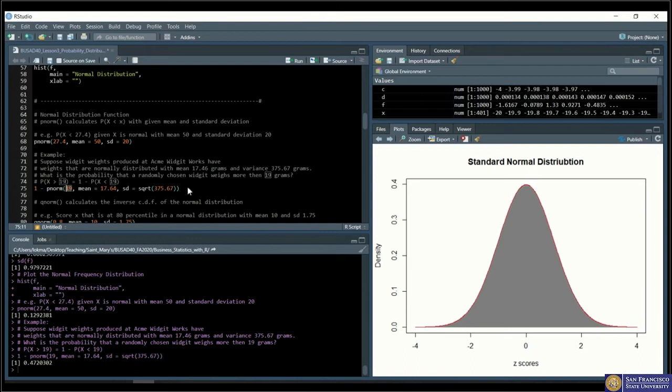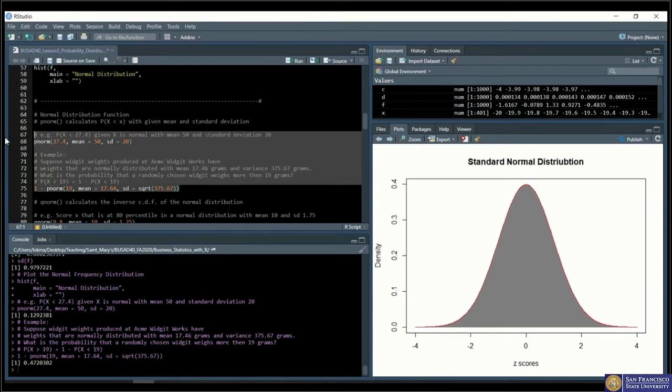So those are very, very useful functions that we can use to calculate our results, especially if our interest is to find the probability within a range of intervals.